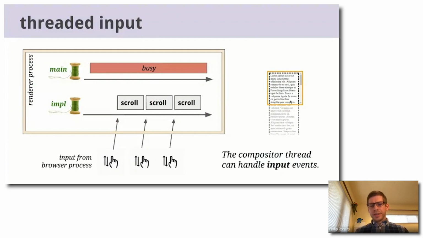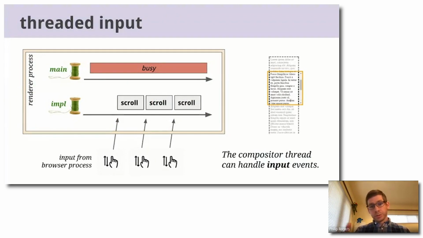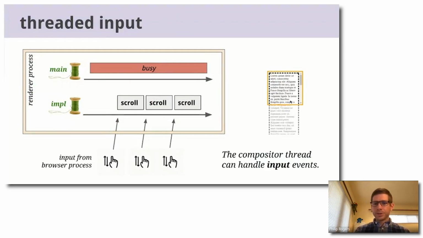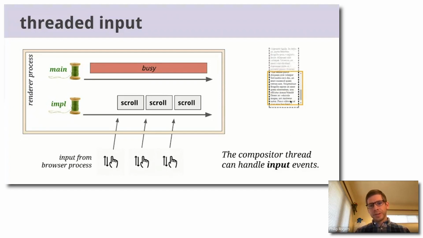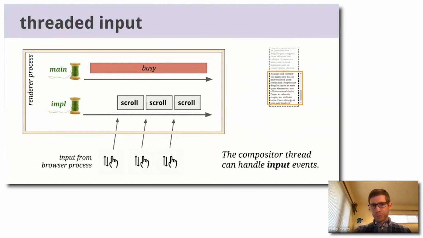So the way this all works is the input comes from the browser process, like the user wants to scroll. The Impl or compositor thread gets a chance to do that scroll. If it can handle it, it'll just do the scroll all by itself without ever talking to the main thread. If it can't handle it, it'll forward the event on to the main thread.